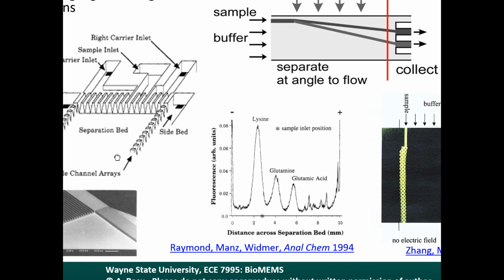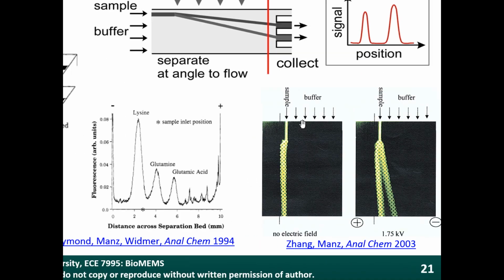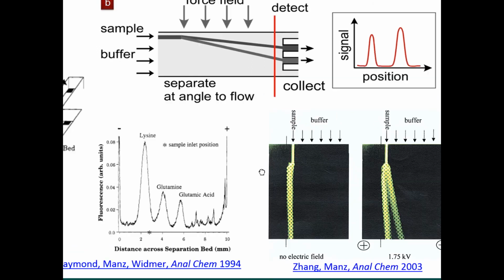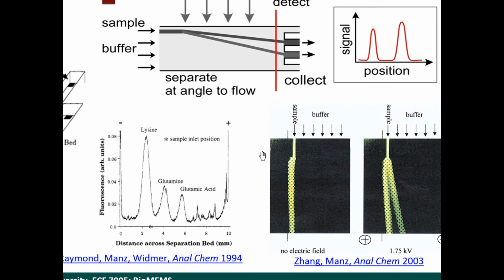These are examples. The sample entered the system on the left here. This is with no electric field. The sample just goes straight down. And when you apply an electric field, you can see that the charged components start to migrate across this way. The x-axis is the distance across the separation bed here, and the y-axis is the fluorescence intensity, so you can nicely visualize these molecules separating out in space rather than time. Questions?